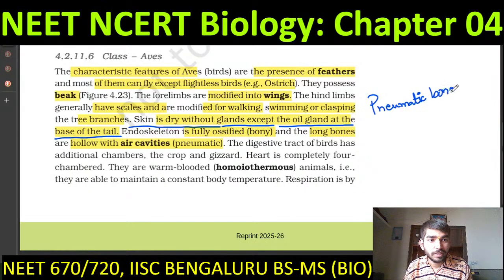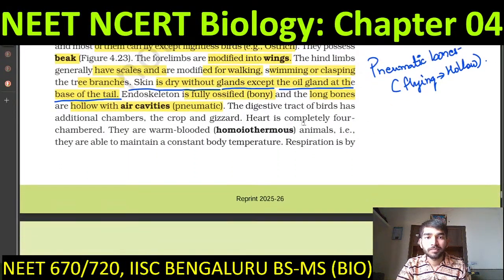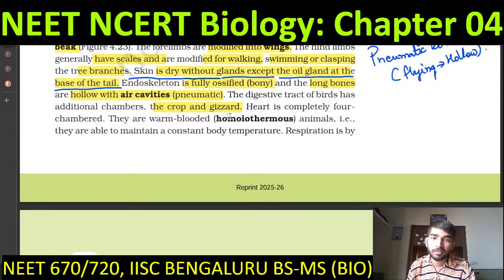So you can easily understand why this is required for flying: hollow bones, so that their weight is not too much but can still support the weight of the organism's body. The digestive tract of a bird has additional chambers called crop and gizzard, so this we can study later. And you can also understand that there are these structures which help in processing of the food, unlike in the more developed organisms where the enzymes can do much of the breaking and digestion.